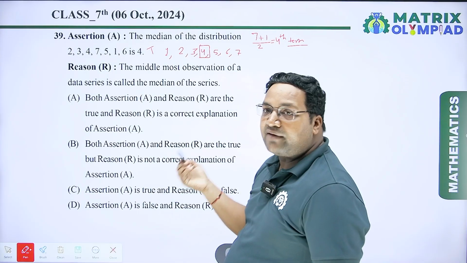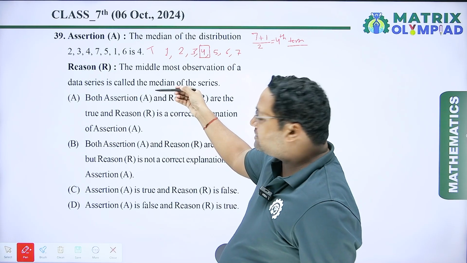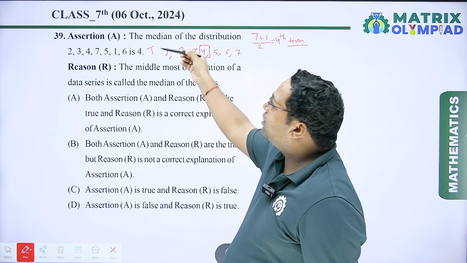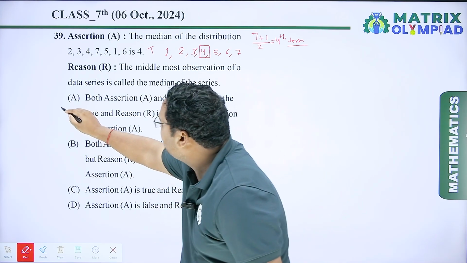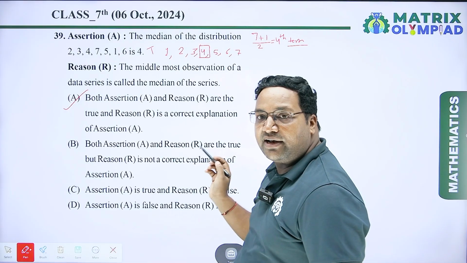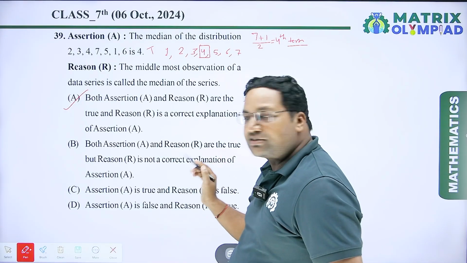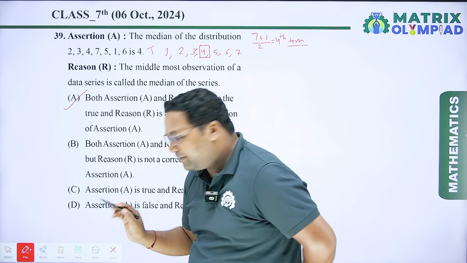Yes, it is a right definition of the median, and this is the explanation of this statement. So the correct option is A. Both assertion and reason are true, and the reason R is the correct explanation of assertion A.